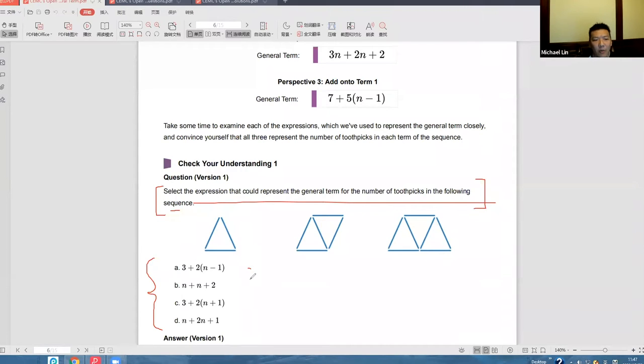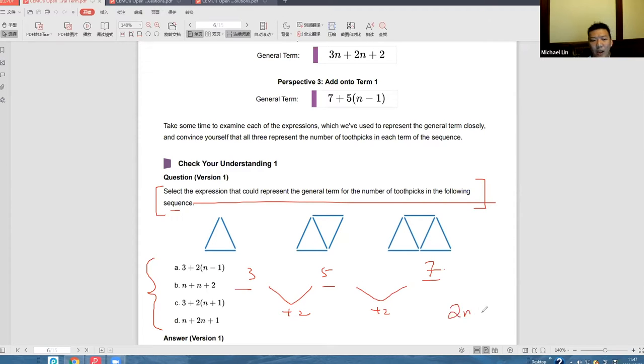Yep, Sherry. So again, we have 3 toothpicks, 5 toothpicks, and then 7 toothpicks, okay? Can you tell me what the general expression is? 3n plus 2. Not 3n, remember, it's a plus 2 pattern. So that means the 2 goes in front of the n.